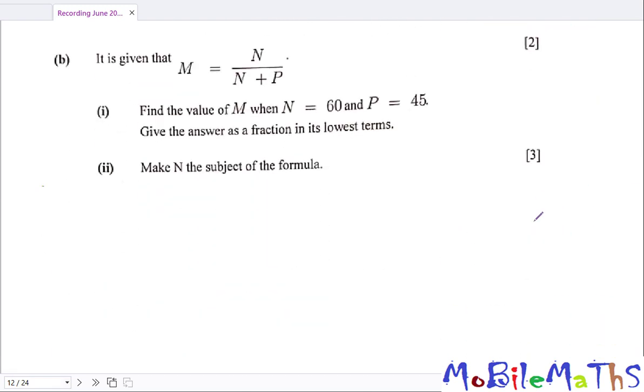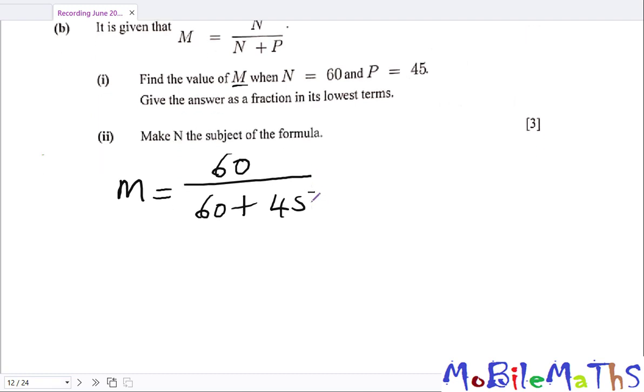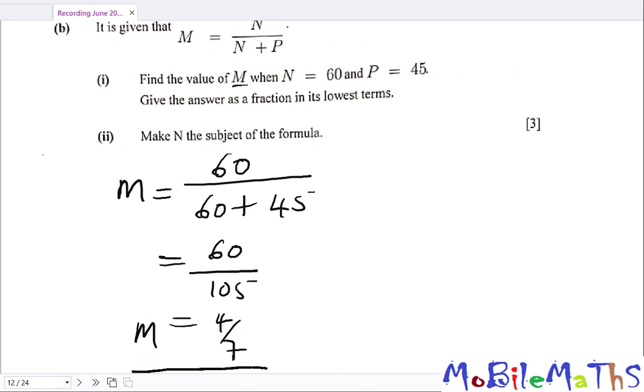Okay, moving on to the next question. It is given that m is equal to that. Find the value of m when n is 60 and p is 45. So you are just substituting into the equation. So I've got m is equal to n, I'm now putting a 60: 60 divided by n, 60, plus p, 45. Okay, simplifying this, I'll get 60 over 105. Okay, so this is 4 over 7. So our m is equal to 4 over 7.